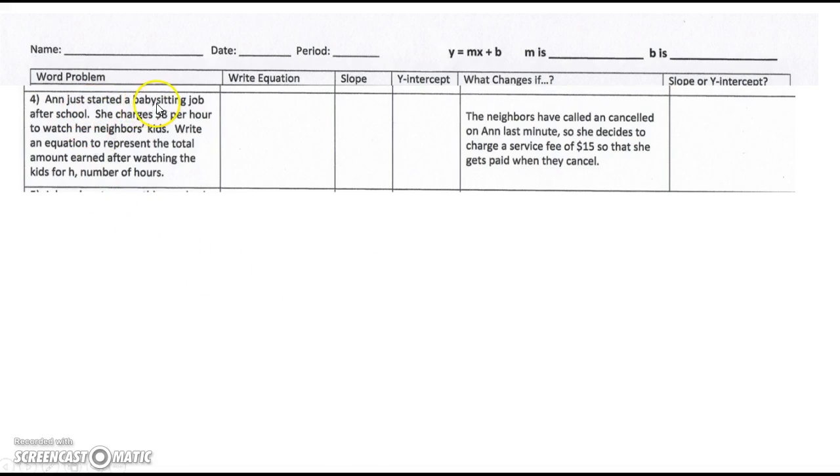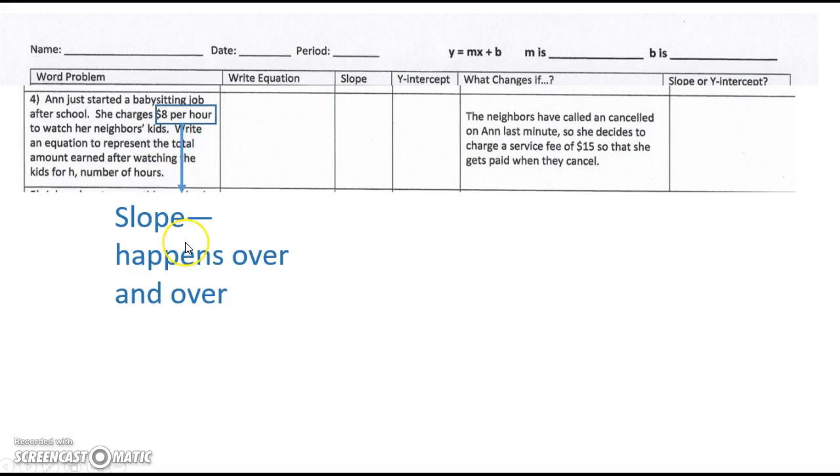Anne just started a babysitting job after school. She charges $8 per hour to watch her neighbor's kids. Write an equation to represent the total amount earned after watching the kids for each number of hours. So $8 per hour, that's your slope. It's going to happen over and over again. Every hour, $8. Another hour, $8. Another hour, $8. Another hour, $8. So that is your slope.